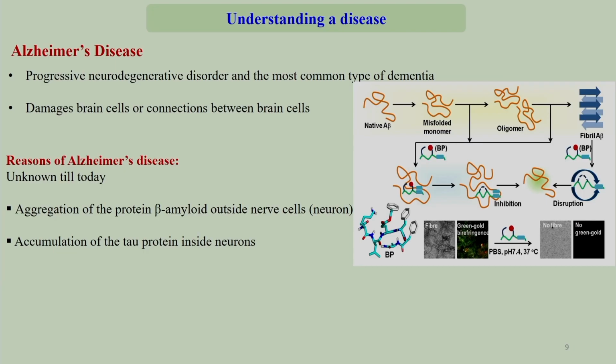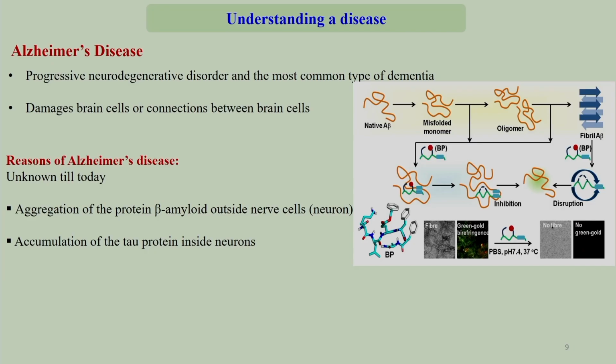and this is the fibril formation. These oligomers will be stacked on top of each other and form a fiber basically. Here you can see in this image the fibers are formed. So, the fibrils are formed, and that is one of the key reasons for Alzheimer's disease.